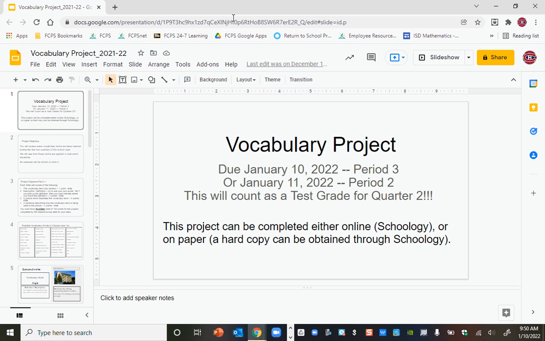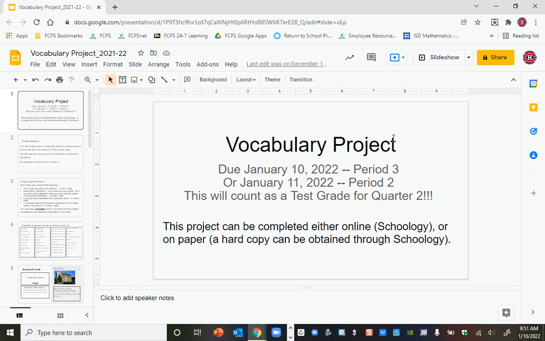Vocabulary project. You can also print this. First off, it's in Schoology. I did put a PDF version. You can print it at home. You can print it here at school. Use a computer at the library. That's an option too. Well, lunch period after school. That's a your time thing.